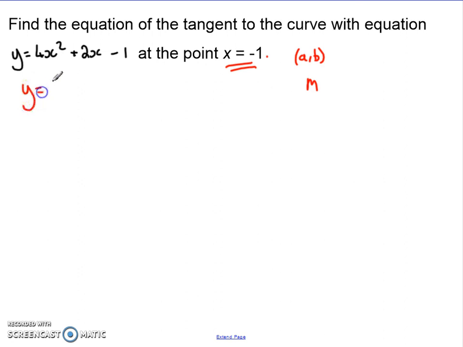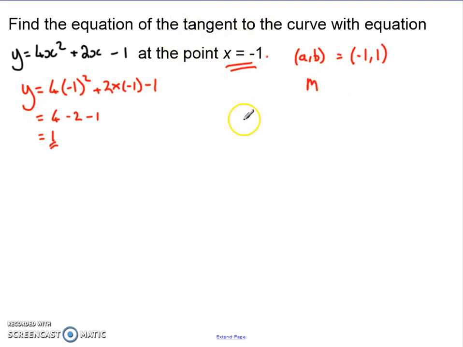So what we do in this case is we get y equals 4 bracket negative 1 squared plus 2 times the negative 1, take away 1. And we calculate that. So 4 times negative 1 squared, well, negative 1 squared is 1. So that's 4 times 1, which is 4. 2 times negative 1 is negative 2. And then it's take away 1. So 4 minus 2 minus 1 is 1. So what I know then is my point (a, b) is given by negative 1, comma 1. I've used the information I've got, the x value, to calculate what the y value is.